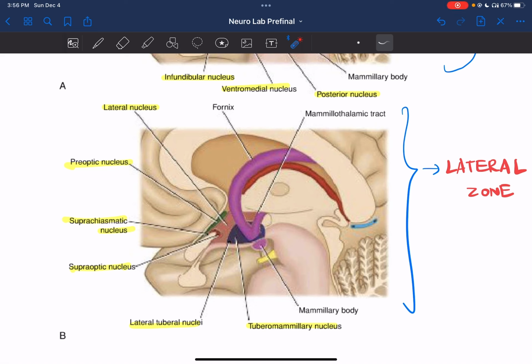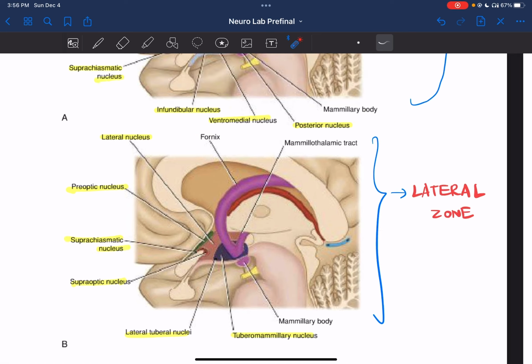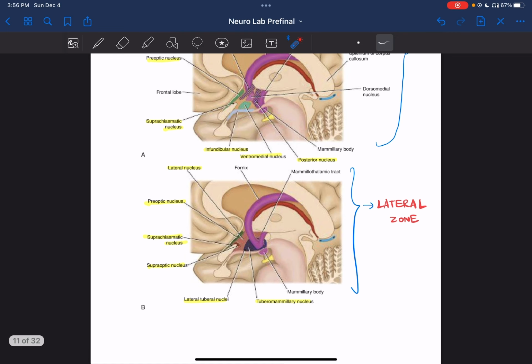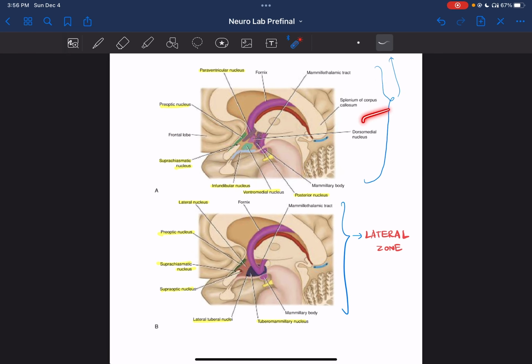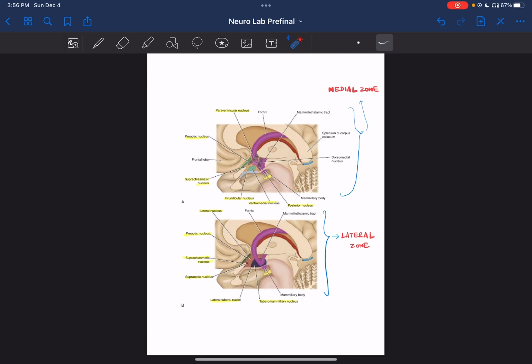And the small one here in the anterior part of the tuberomammillary nucleus is the lateral tuberal nuclei. And again, here you have the supraoptic nucleus just above the optic chiasma and the preoptic nucleus before the optic chiasma. Okay, and there's another thing that you can see here called the suprachiasmatic nucleus. I'm sorry again, supraoptic nucleus is just above the optic nerve, and the suprachiasmatic nucleus is just above the chiasma, optic chiasma. So remember like this, first comes the suprachiasmatic, second comes the supraoptic. So that was about the medial and lateral zone of the hypothalamic nuclei.